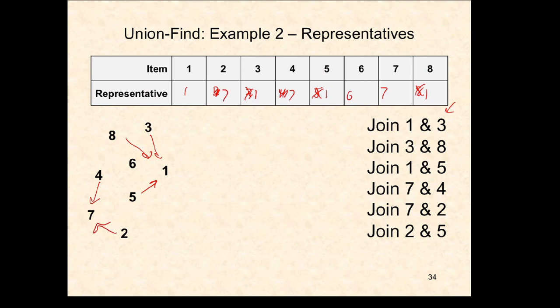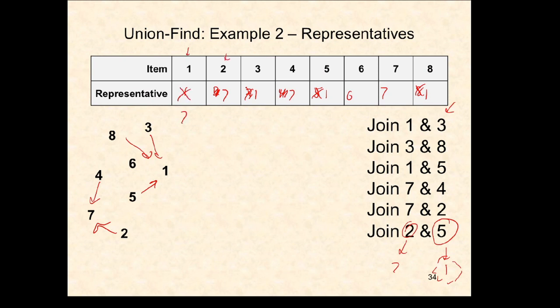And now I say, can I join 2 and 5? 2 says 7, 5 says 1. They have different representatives. They are different, so the union can happen, but to make my own internal data structure correct, I've got to update everybody in group 1 to be part of group 7. Well, how do I find everybody in group 1? I don't have a way, so I've got to look at everybody and say, are you in group 1? Oh, you are? Okay, change that to a 7.